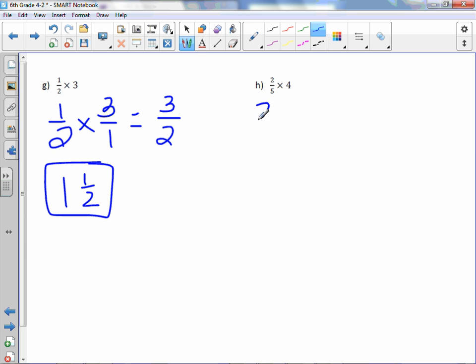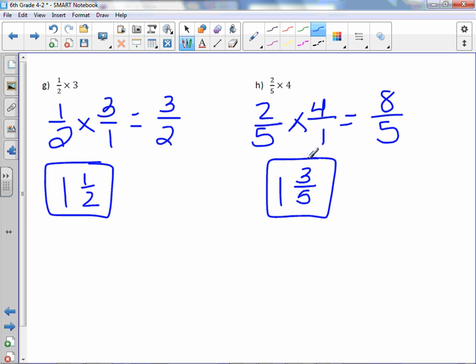Letter H. 2/5 times 4 over 1. 2 times 4 is 8 over. 5 times 1 is 5. 5 goes into 8 once, with 3 left over. Keep your denominator. Your product is 1 3/5.